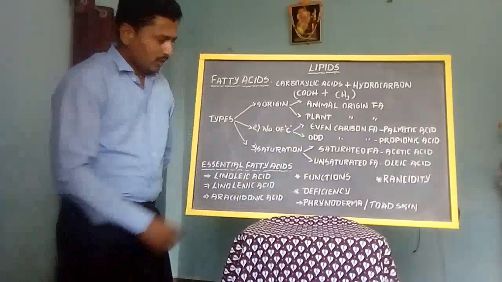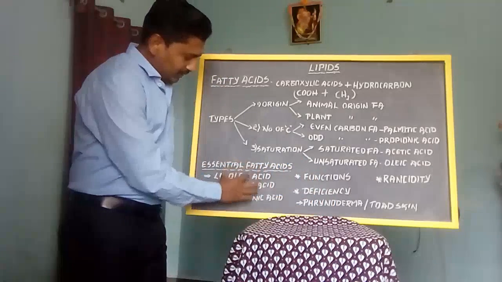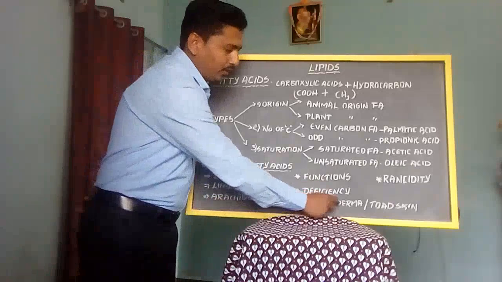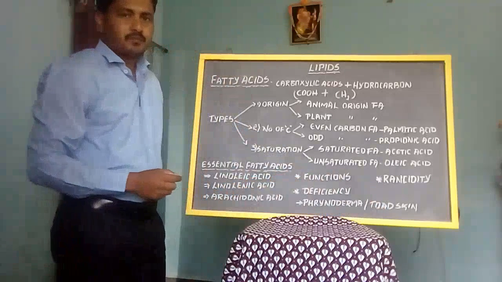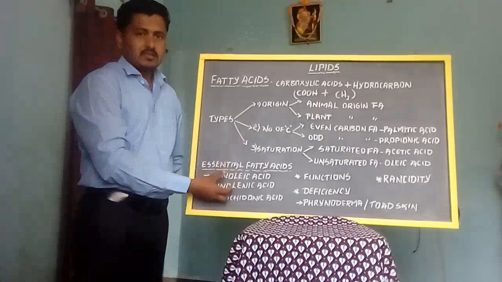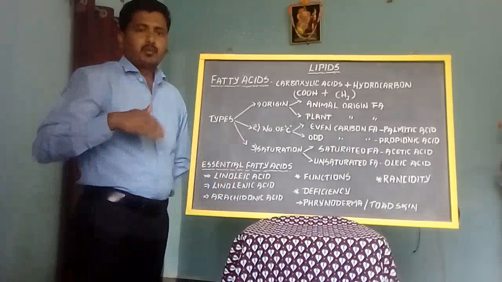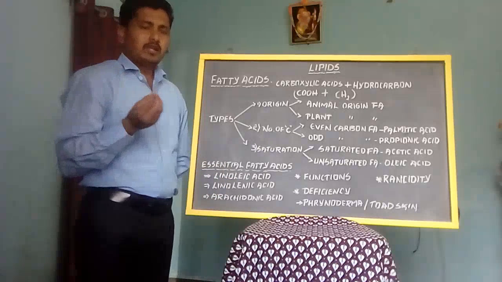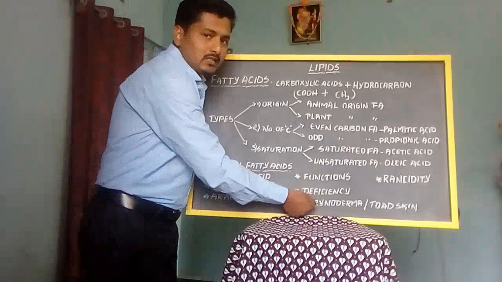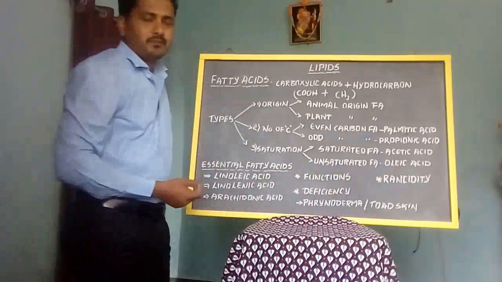And next, deficiency of essential fatty acids. If there is a deficiency of these essential fatty acids, it is called phrynoderma or toad skin. When you are not getting external sources of these essential fatty acids in the form of diet or food, over a prolonged duration, you can develop a clinical condition like phrynoderma or toad skin.